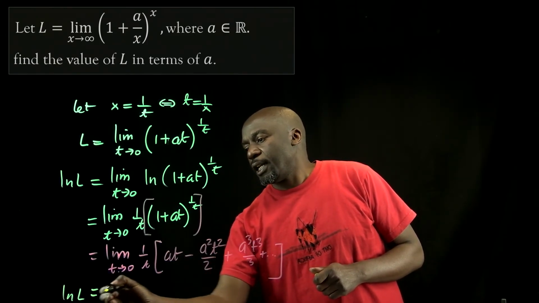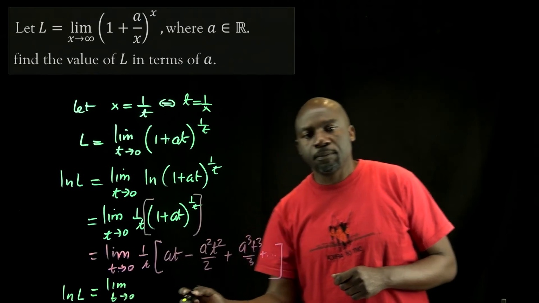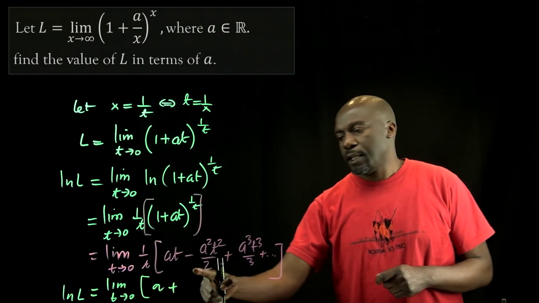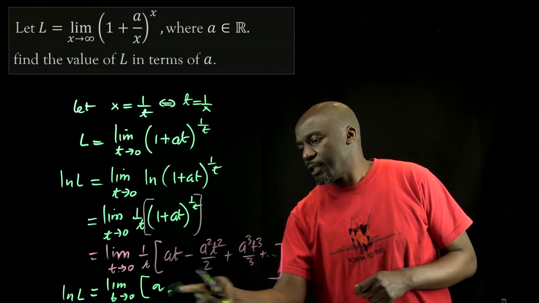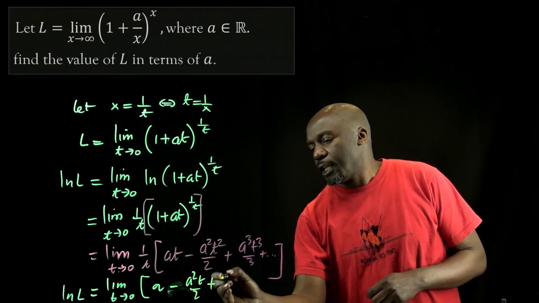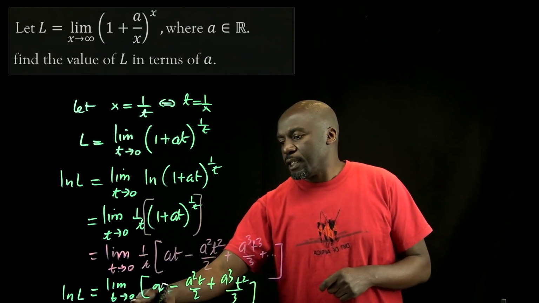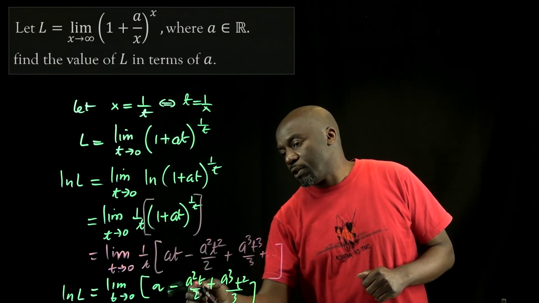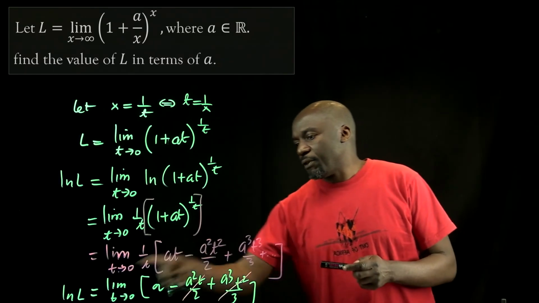Ln of L is the limit as t tends to 0 of, opening that bracket, I have a, minus a squared t over 2, it's actually minus, not plus, because of this minus here, plus a cubed t squared over 3. And the limit as t tends to 0 means that these terms disappear because t is 0, and we have ln of L equals a.